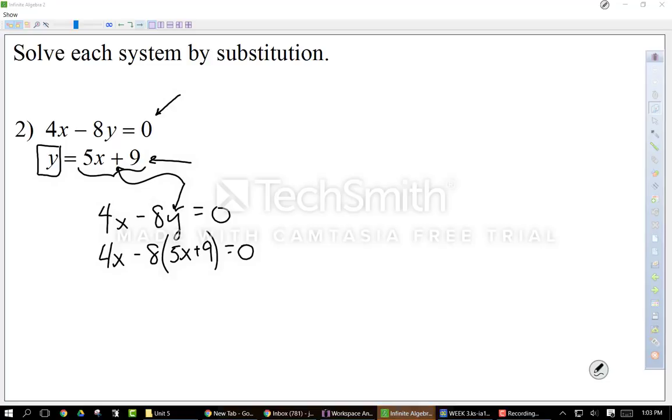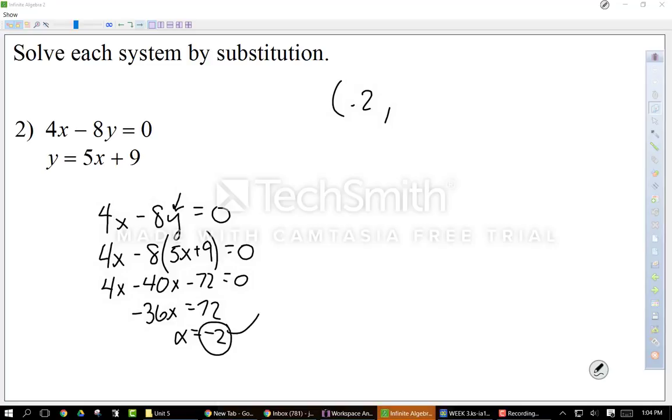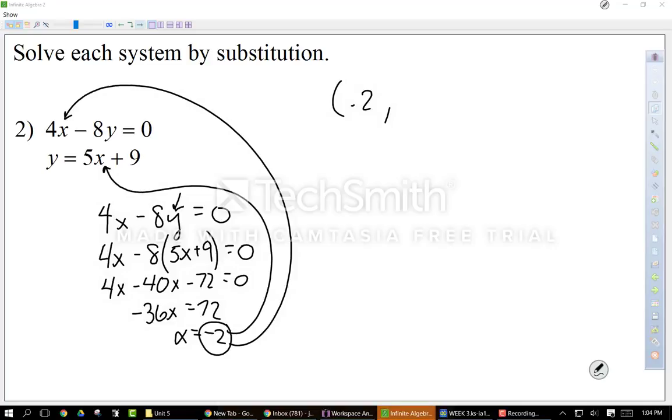I'm going to have to distribute, combine like terms, and solve my equation. So here we go. 4x minus 40x minus 72 equals 0. Negative 36x equals 72. x equals negative 2. Again, you see I skipped a lot of steps. So if we know x is negative 2, that means in my equation, negative 2 is going to be in the x spot. Since I have negative 2 now, I can plug it into either this x or this x. Either one doesn't matter, but if I plug it into the top one, I'm going to have to do a lot more manipulation. If I plug it into the bottom one, I don't have to do much manipulation at all.